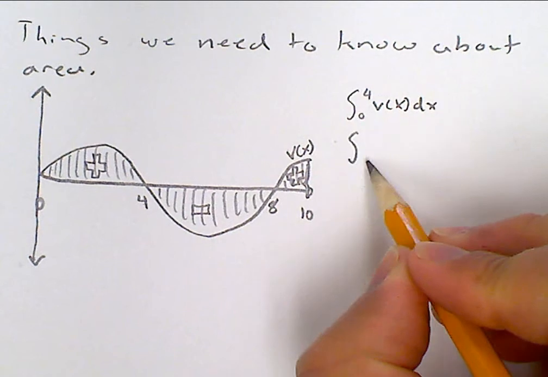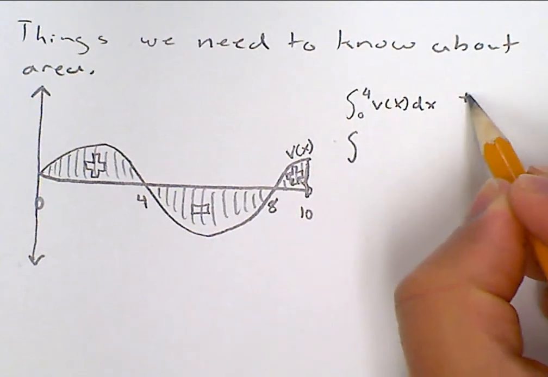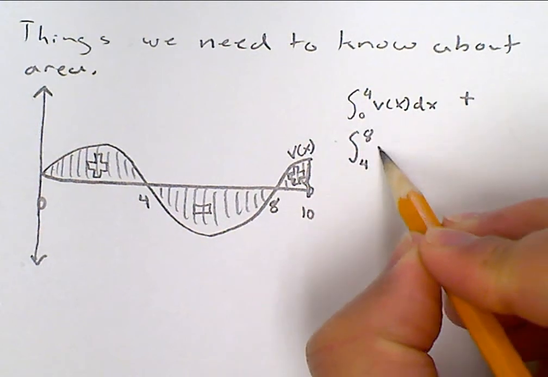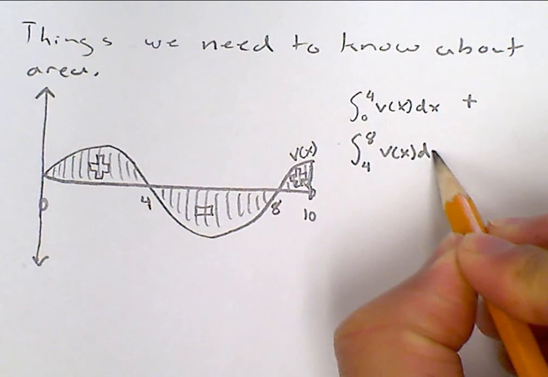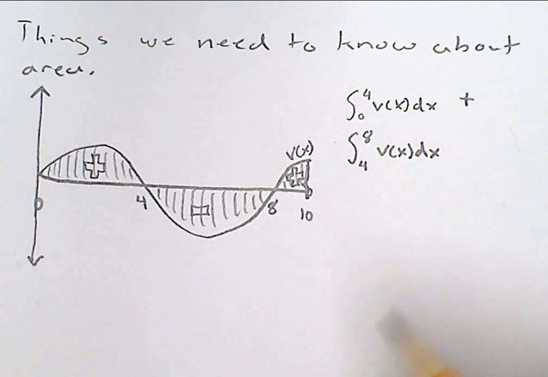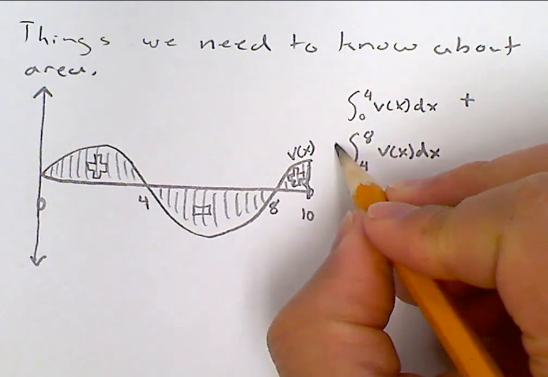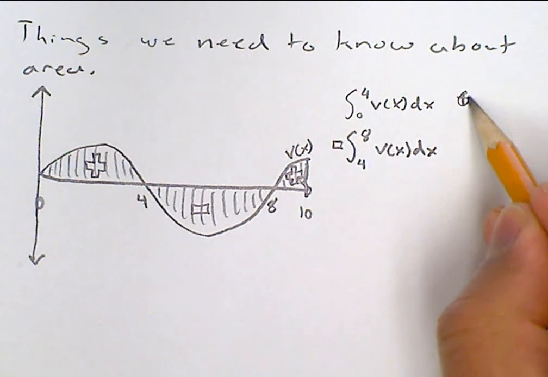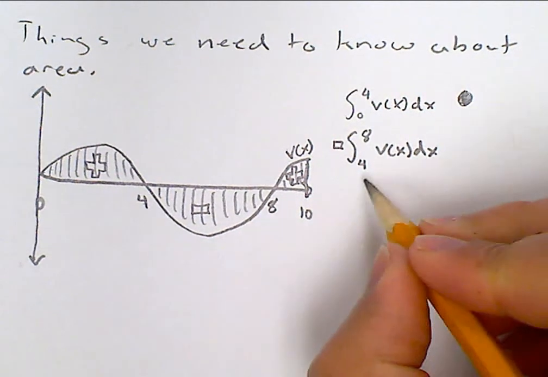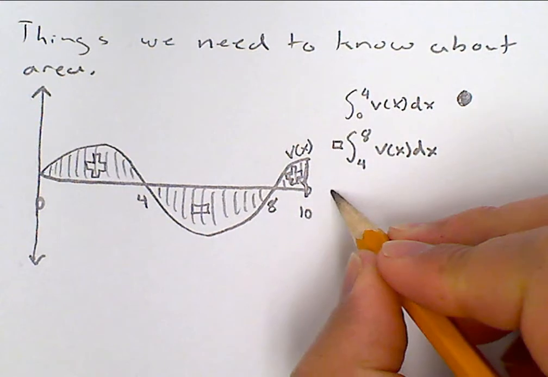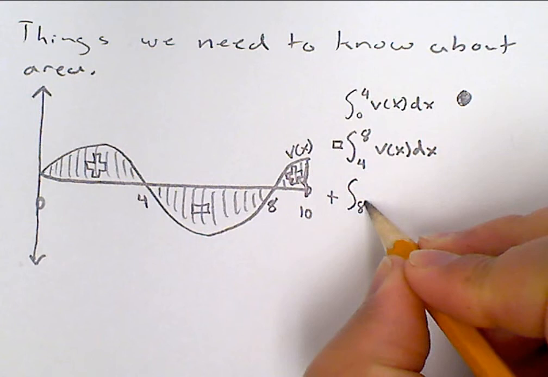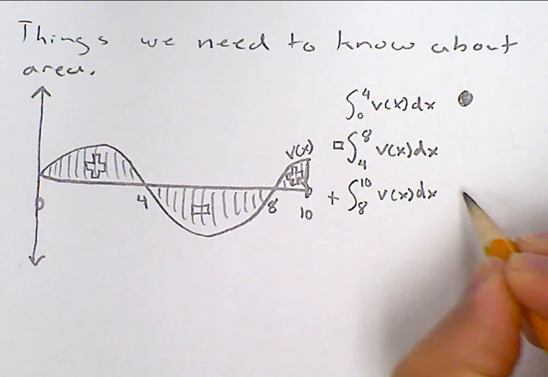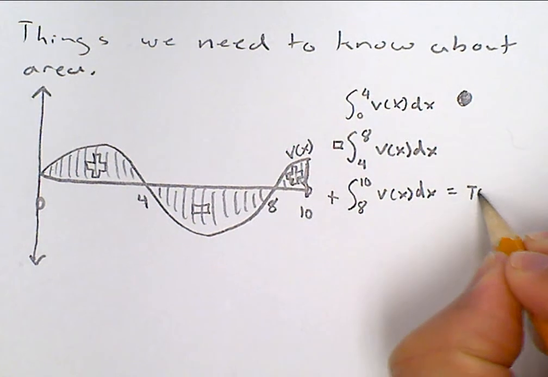Of course, I'm going to combine them, but what am I going to put next to this integral to make up for it being negative? A negative sign. That's right. Multiply by negative 1. Or I don't even have to put the plus, I could just do minus. And then this last bit of area, the integral from 8 to 10, I could just do normally. And so this is going to equal the total area under the curve.